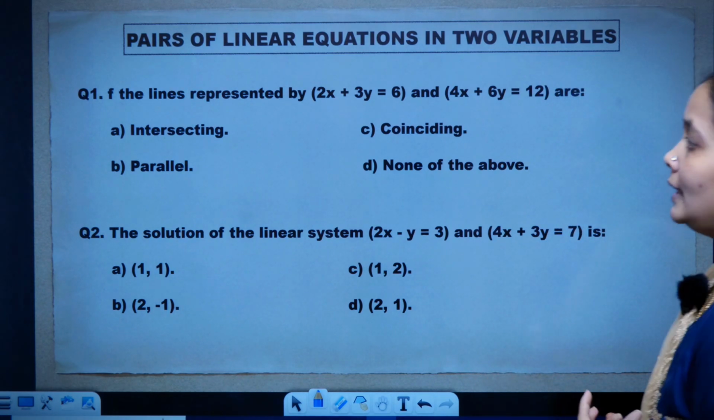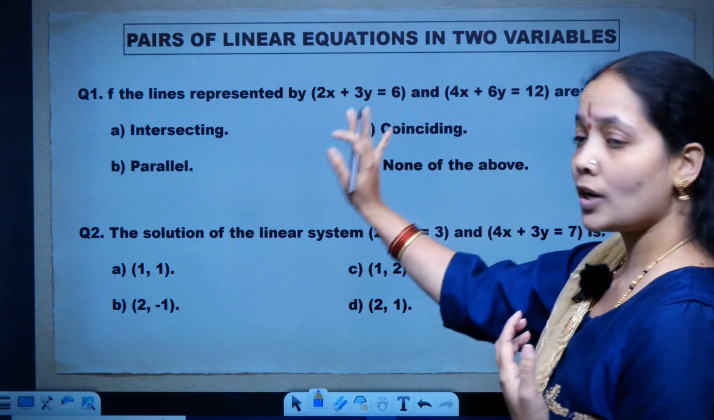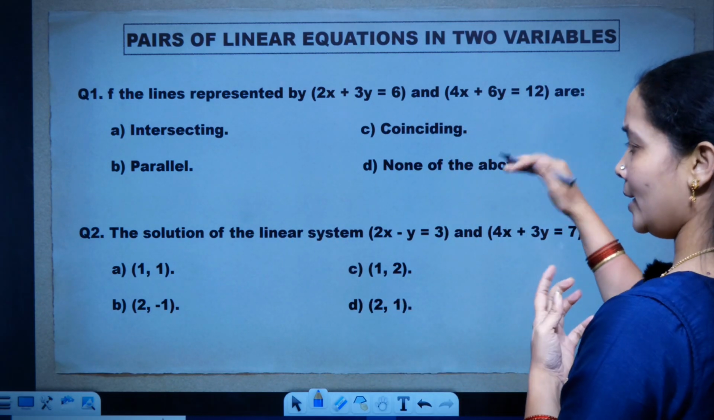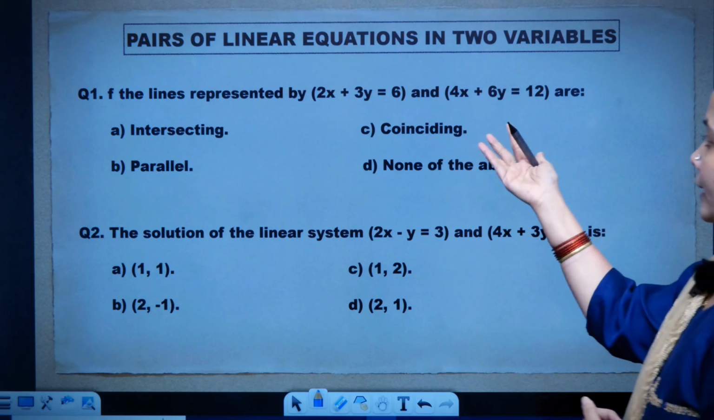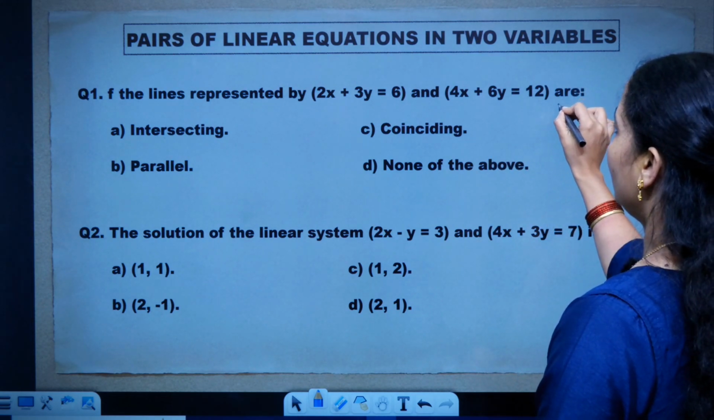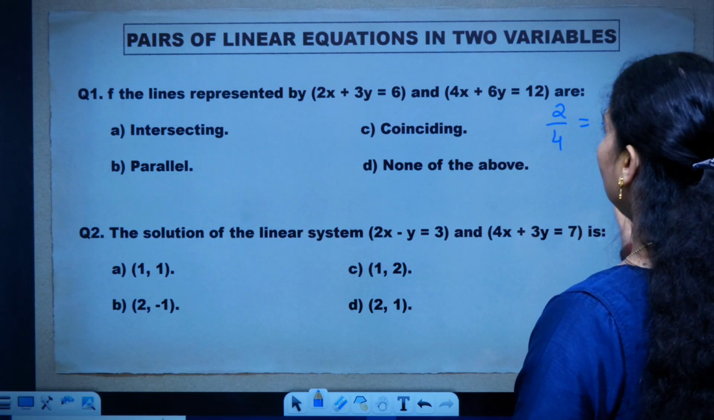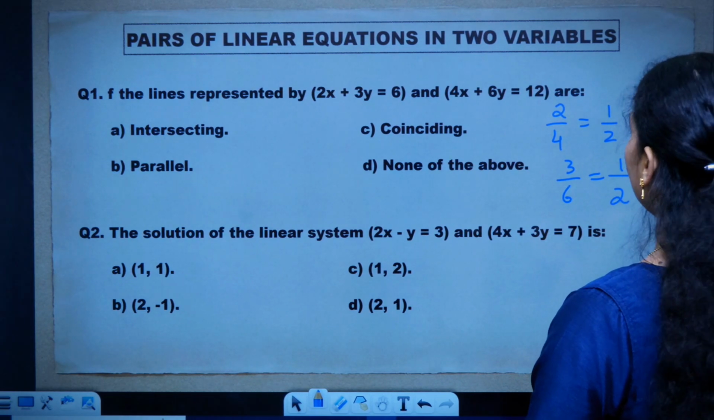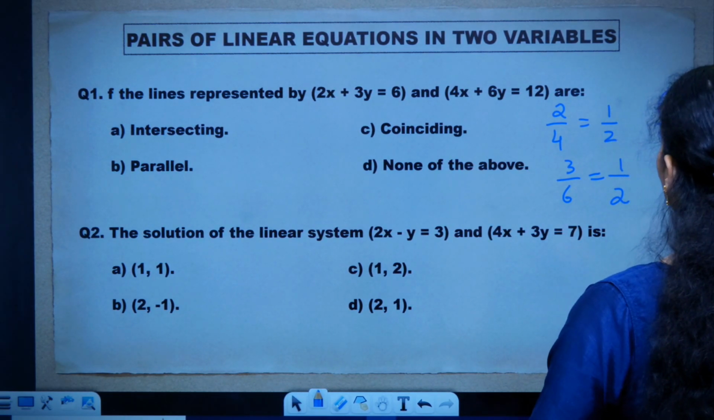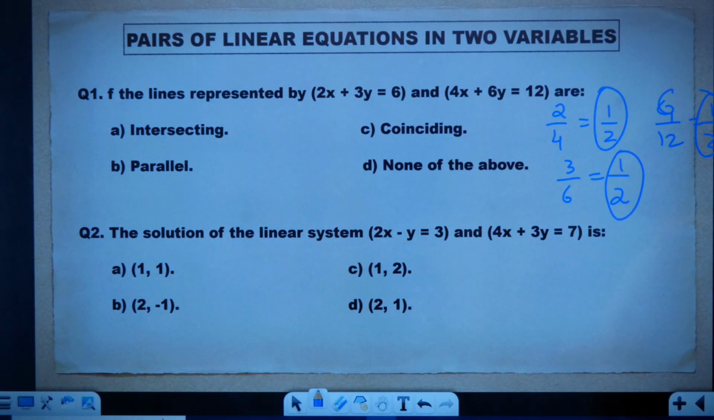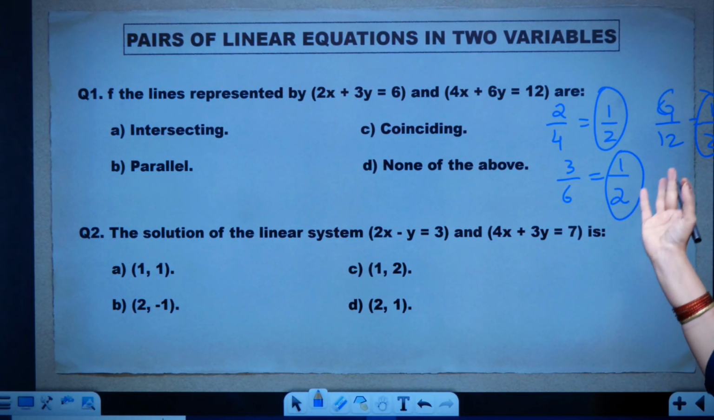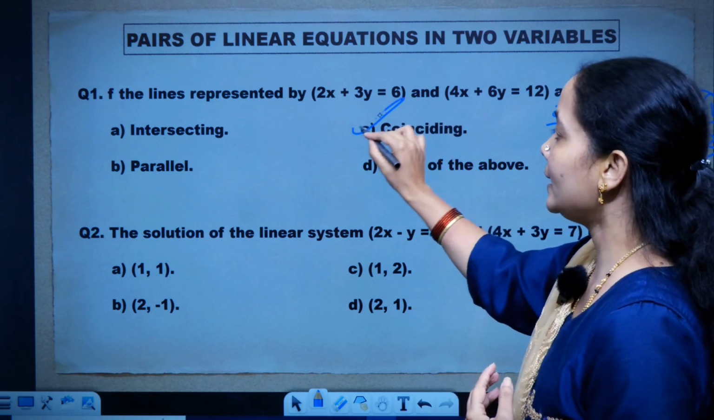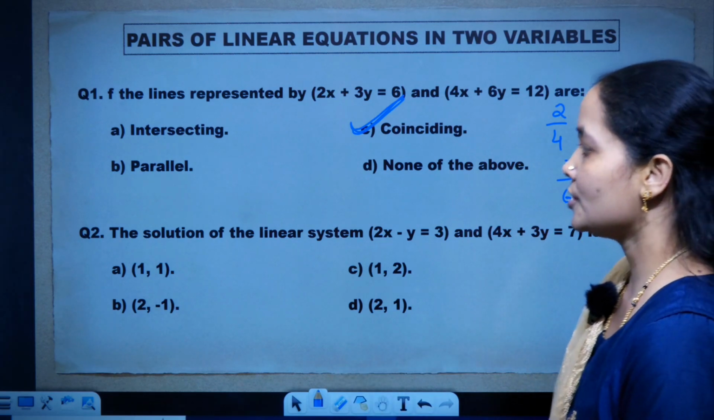In the first question, what kind of lines are represented by these two equations? I will quickly analyze it with respect to a1 by a2, b1 by b2 and c1 by c2. From the equations, a1 by a2 is 2 by 4, which is 1 by 2. b1 by b2 is 3 by 6, again 1 by 2. And c1 by c2 is 6 by 12, which is also 1 by 2. So a1 by a2, b1 by b2 and c1 by c2 are equal to each other. When they are equal, we have infinitely many solutions, and the graph is coinciding. So option C is the right answer here.